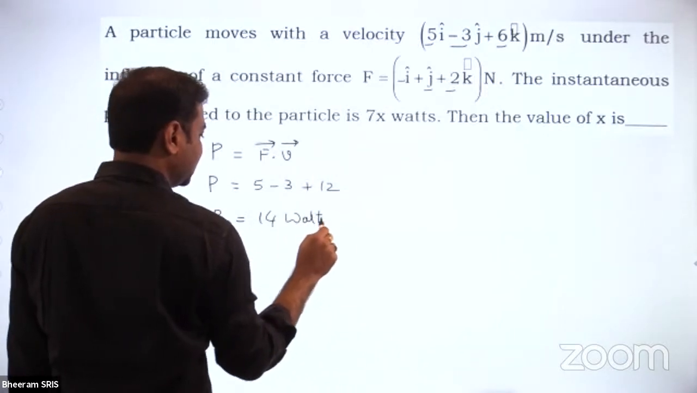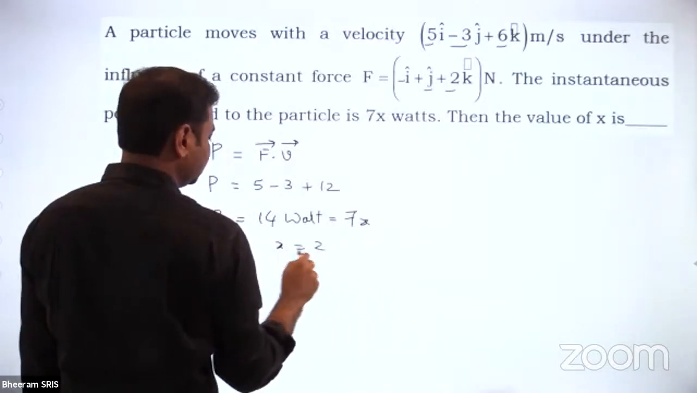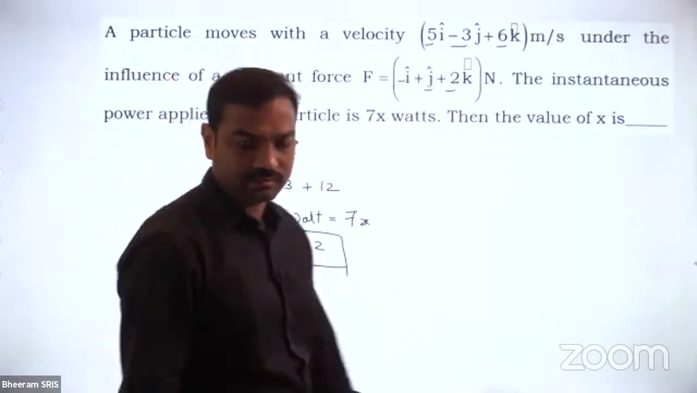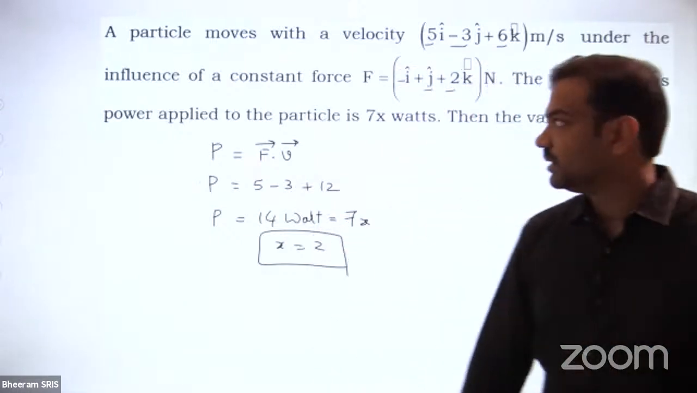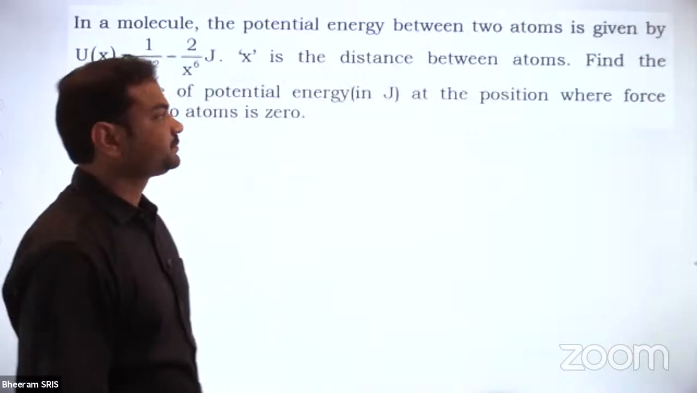This is the easy question. I don't know how many of you did it. So 7x, x value is equal to 2. That is the required answer. Okay? Hope all of you solved this question.